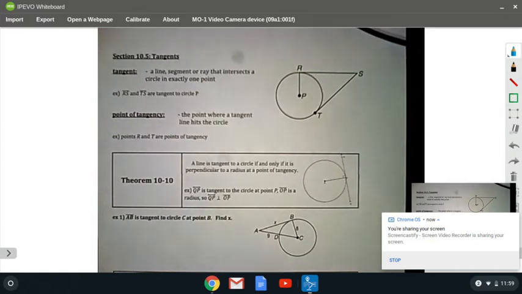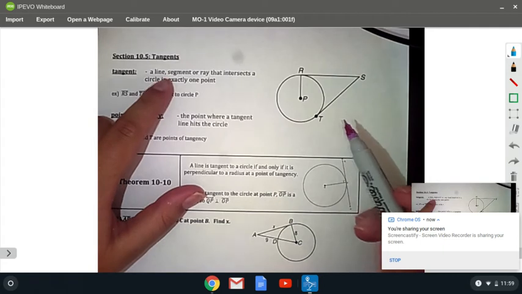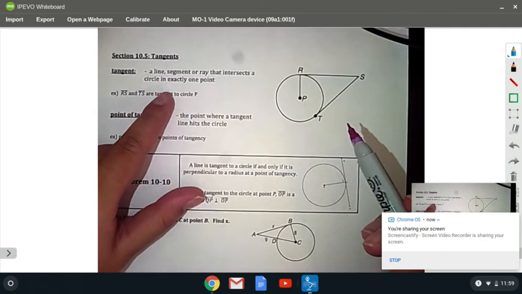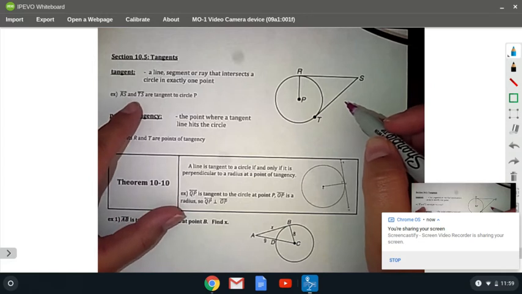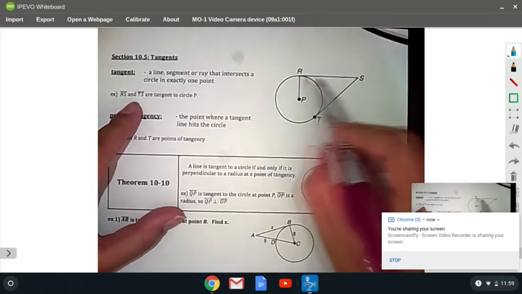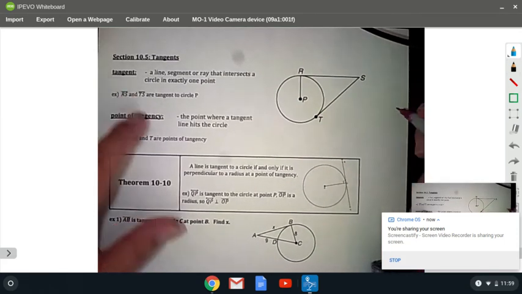Hi everyone. Today we're going to talk about section 10-5, which is our tangents of a circle. A tangent is a line segment or ray that intersects a circle in exactly one point. So for example, here we have two tangents, RS and ST are both tangents to circle P.